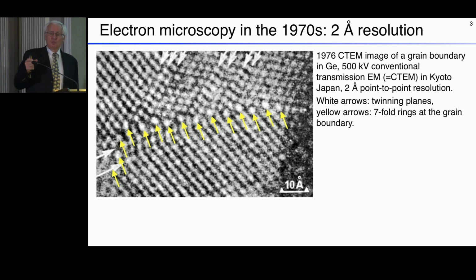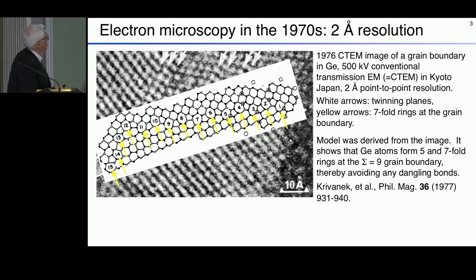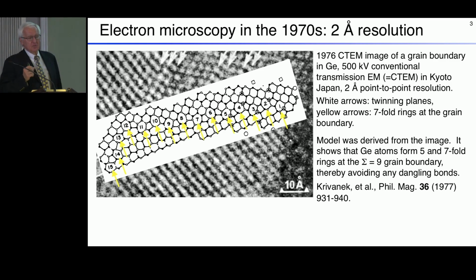Those are 7-fold rings. Based on the structural information you get from the image, you can make a model. You superimpose there where there was a bright dot in the image. You have a 7-fold ring of atoms. In between, you have 5-fold rings. So you're basically reading out the atomic structure from the image. And there's your model. And when you look at the model, you realize that the structure puts itself in such a way that there is not a single dangling bond at the grain boundary.